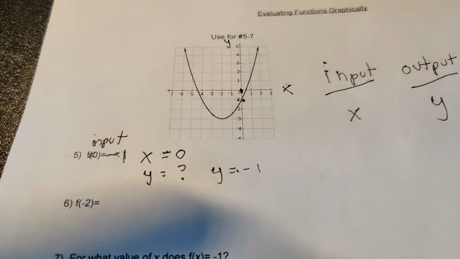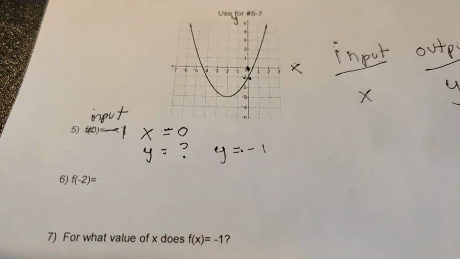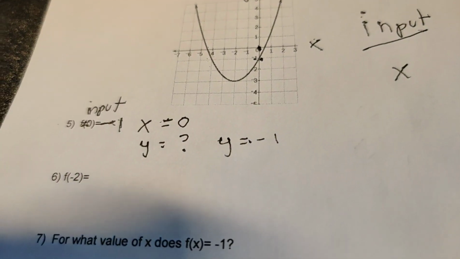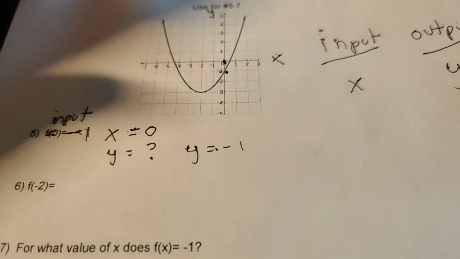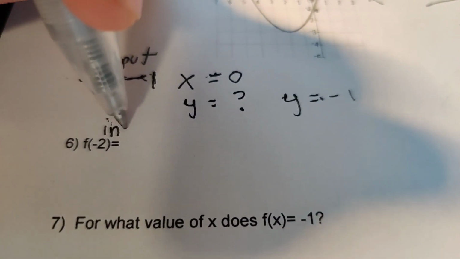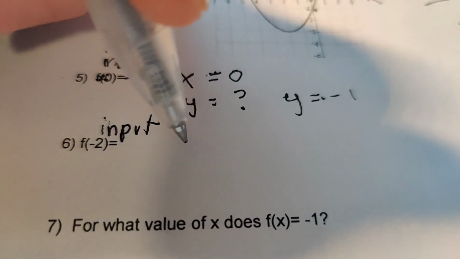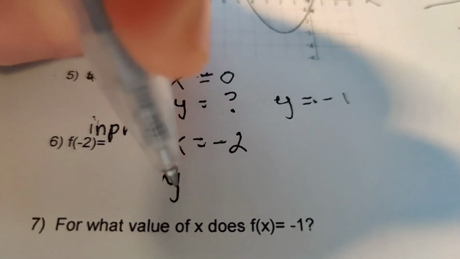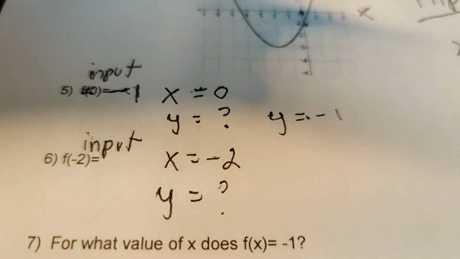All right, let's try another one. f of -2. Okay, so is -2 an input or output? Well, again, it's an input because it's in the parentheses. Okay, so we can say x is -2, and we're looking for what's y.